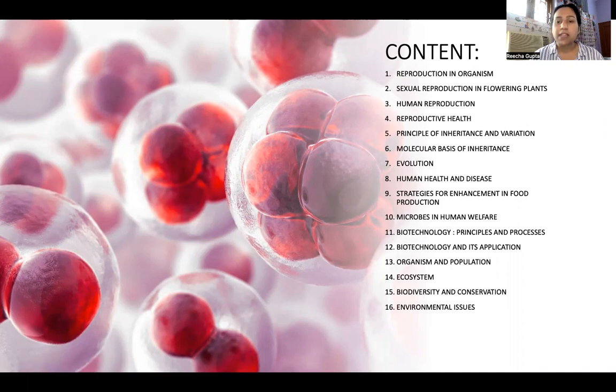So this is basically the CBSE class 12 syllabus. First is reproduction in organisms, then sexual reproduction in flowering plants, human reproduction, reproductive health, principles of inheritance and variation, molecular basis of inheritance, evolution, human health and disease, strategies for enhancement in food production, microbes in human welfare, biotechnology principles and processes and its applications, organisms and populations, ecosystem, biodiversity and conservation, and environmental issues. So these are some of the content we are going to study in this class. This is class 12 CBSE biology.